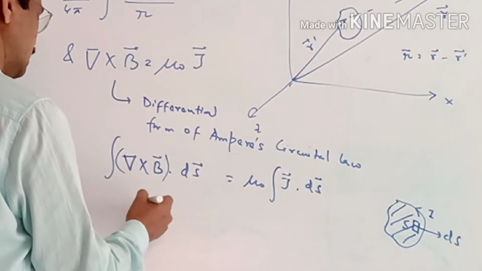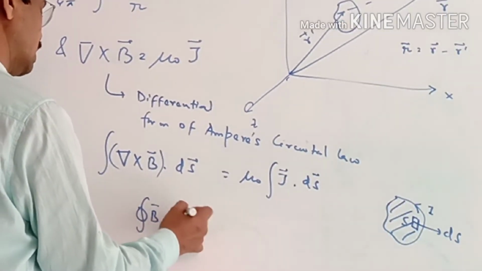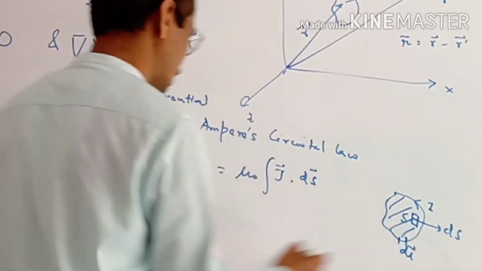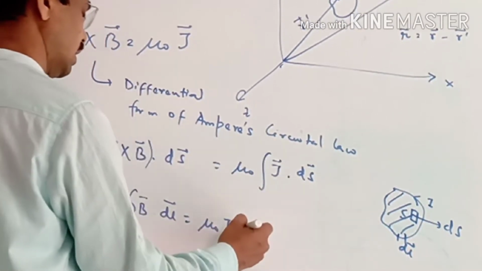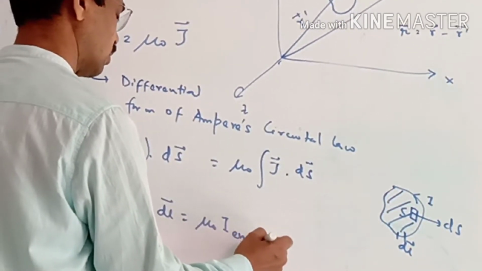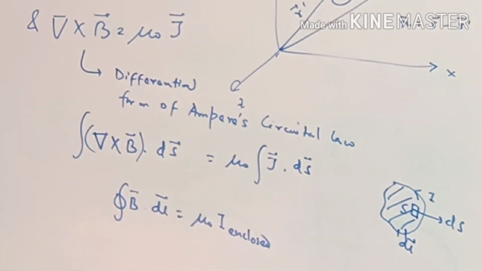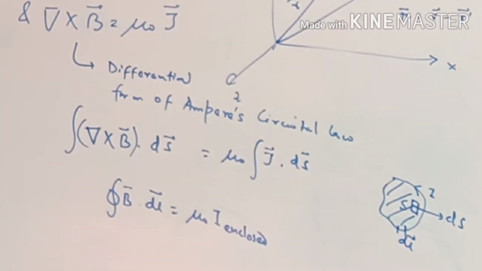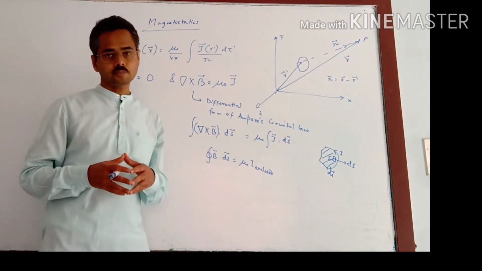So we can always write this to be equal to the closed integral of B dot dl, where dl is the elementary length of that particular loop, and that would be equal to mu naught times the current enclosed. This is what we had learned previously in our 12th course, and this is something new which can be called the differential form of Ampere's circuital law.